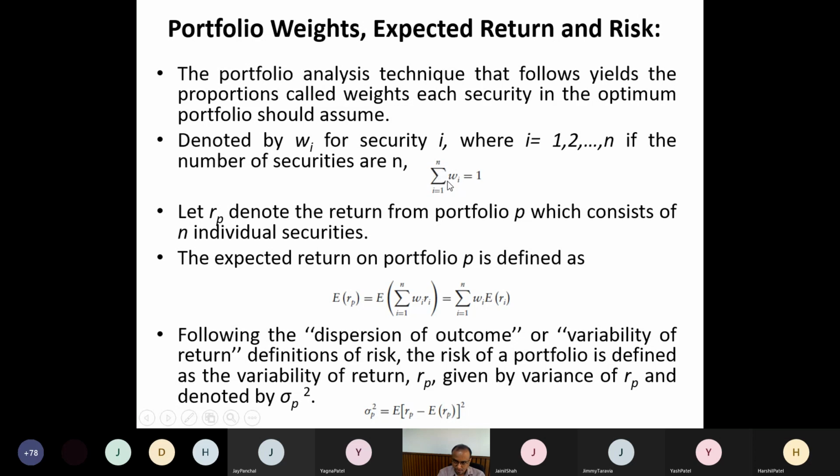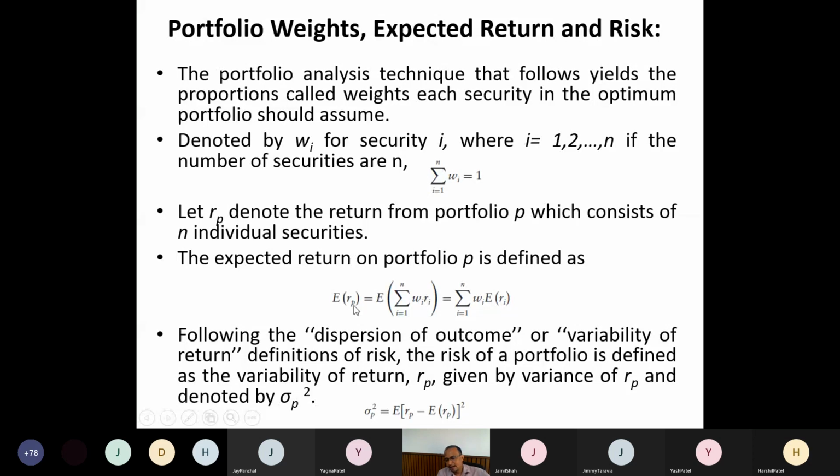And the sum of w_i for i running from 1 to n, n being the number of securities, is always equal to 1. If I denote R_P as the return from the portfolio which has n securities, and each security i generates return R_i, then I can now write the expected return from portfolio P. The return from an individual security is not important now; the return from the portfolio is important.